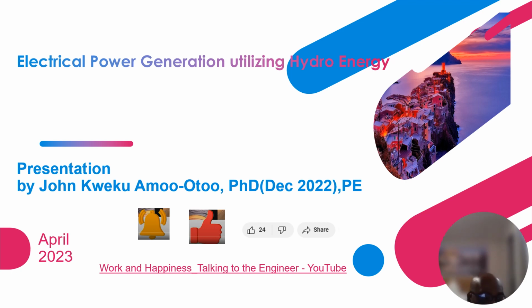And this time, the topic is electrical power generation utilizing hydro energy. I've made a series of presentations of different sources of energy to produce electrical power. The first one is pump storage energy, and also producing electrical power from fossil fuel, and that is gas and coal. And this time, it's electrical power generation utilizing hydro energy.